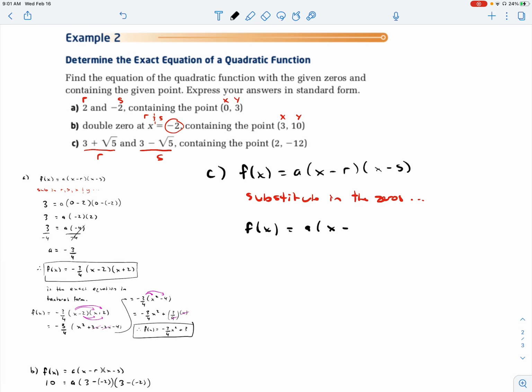And here's my first zero. I'm going to put it in a bracket, right? Because it's minus the zero, and I want to subtract this whole zero. So I'm going to put it in a bracket, 3 plus root 5. Okay, now I can close the bracket. It's going to make those a bit bigger. And then do the same for the next one.